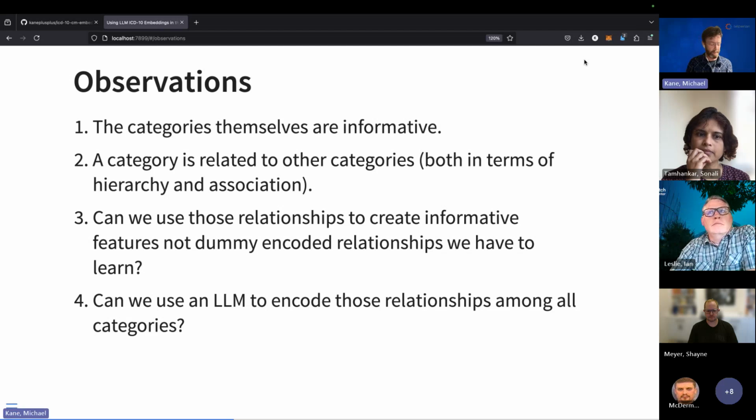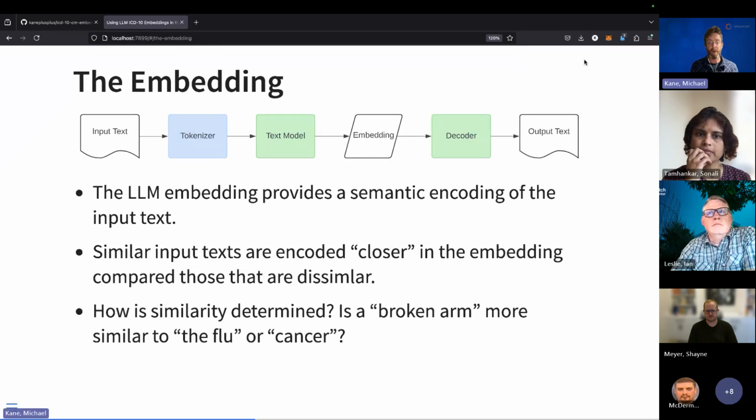So the motivation for this paper was, can we use an LLM to encode those relationships among all the categories? Instead of doing a dummy encoding, can we come up with a representation for one ICD-10 code? If it's close to another, that actually means that those diagnoses are close. All right, so the way we did this is with an LLM embedding.